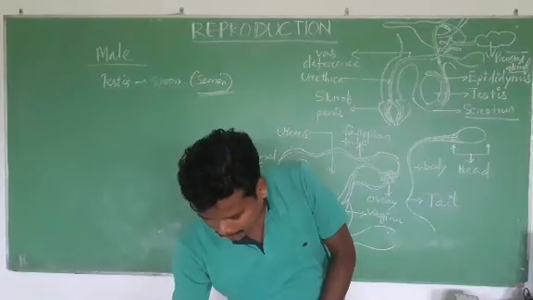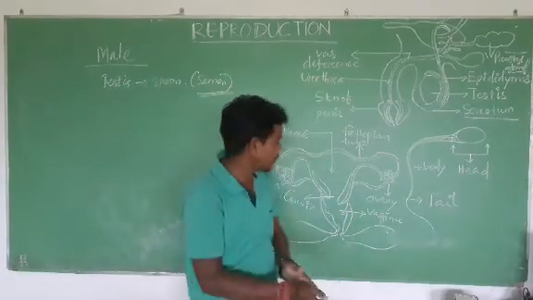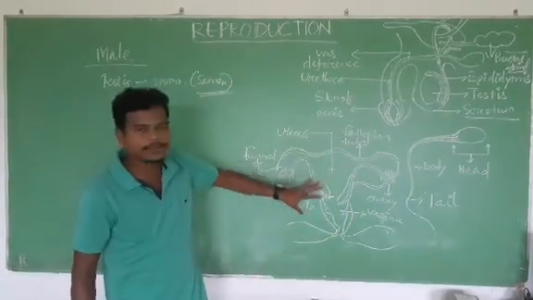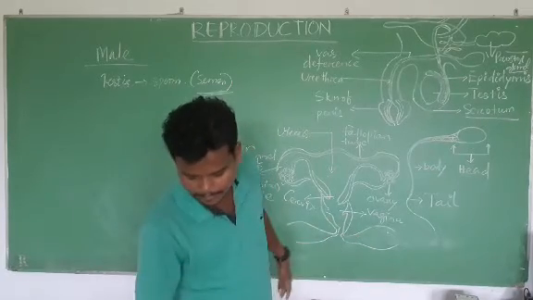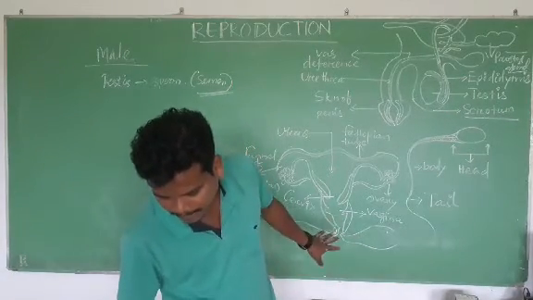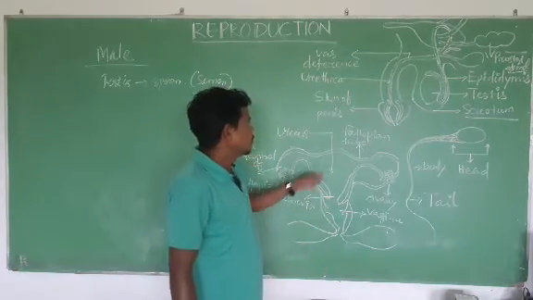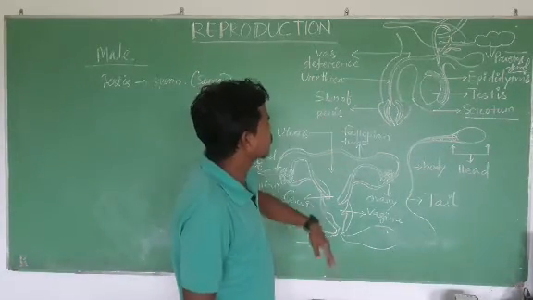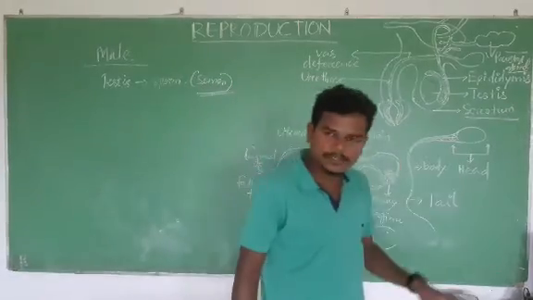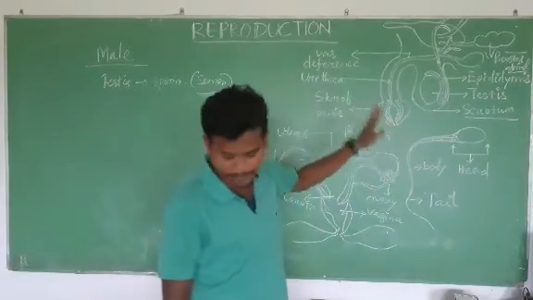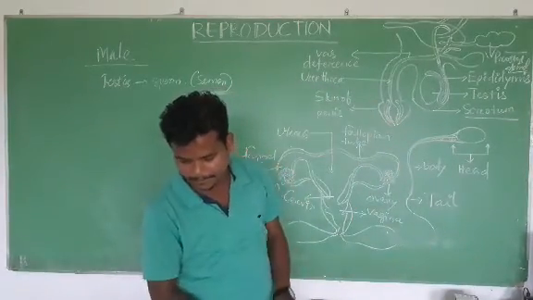And the vagina is the opening of the female reproductive system, and here the sperm or the semen is ejaculated during the intercourse by the what? Penis, whatever you say.